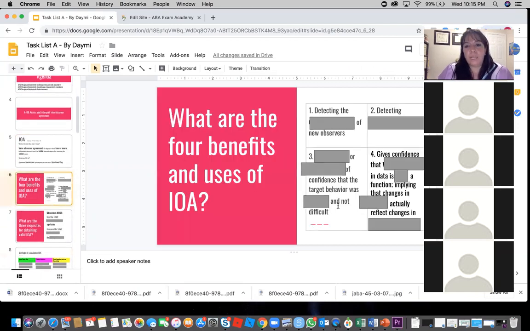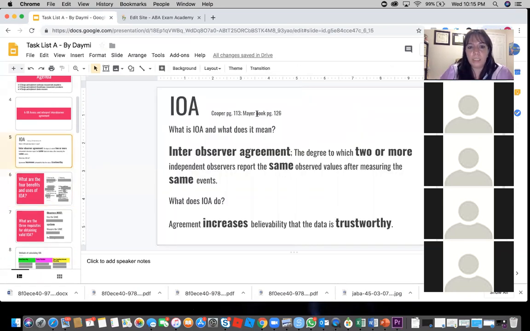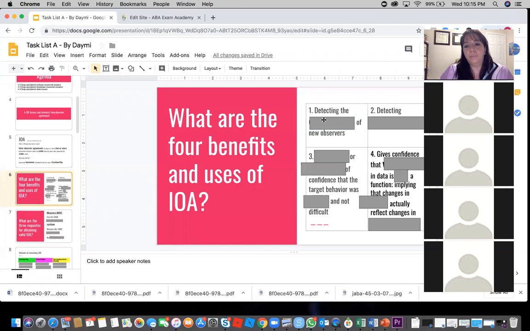All right, so can someone tell me the 4 benefits and uses of IOA? So we have them here. We're just going to fill in the blank really quickly. This is in Cooper. It starts off on page 126 of Mayer, and it starts off on page 113 of Cooper. So number 1 for the benefits, detecting the blank of new observers. What does it detect?